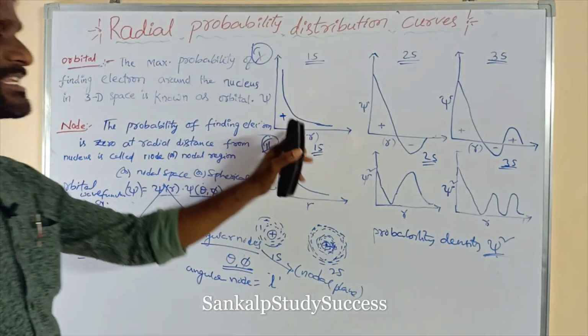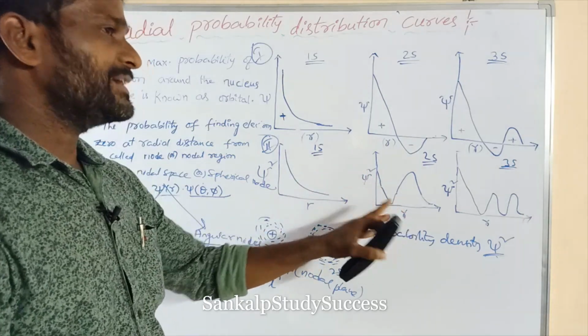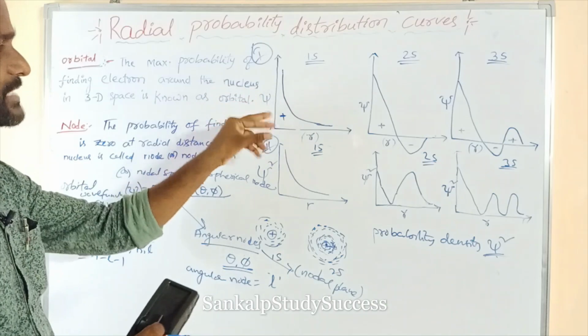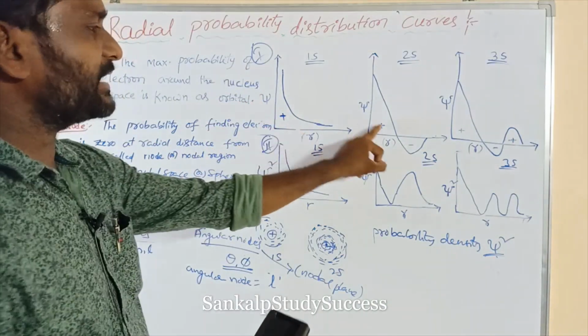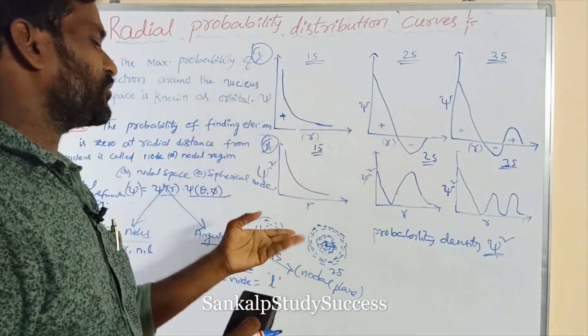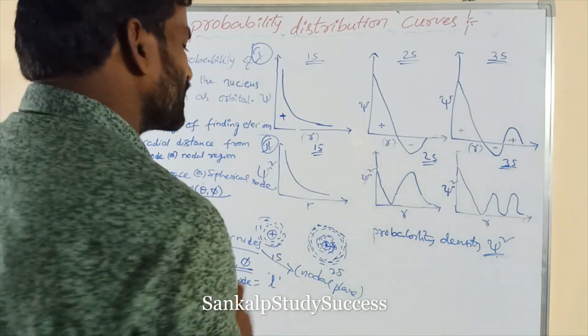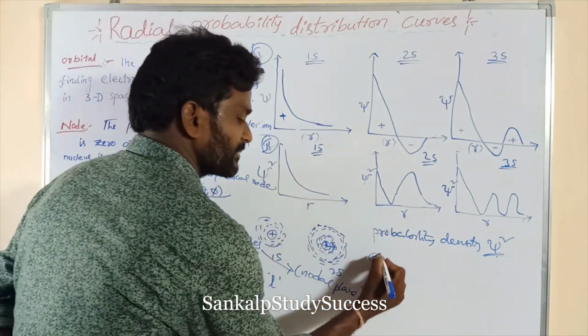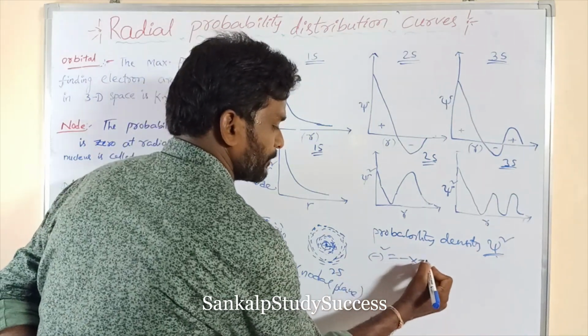It is represented by psi square. So if any value is present in negative, its square value is present in positive. So psi value may be positive or negative, but psi square will be positive. Minus square means positive.